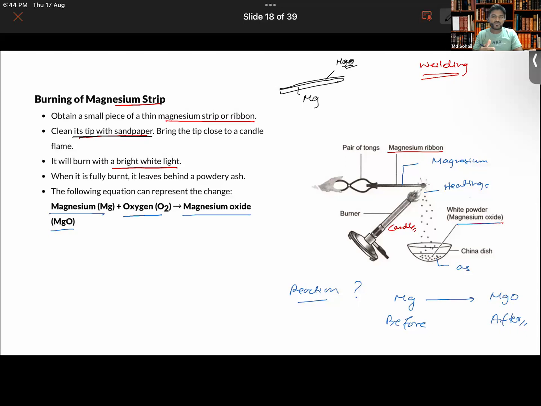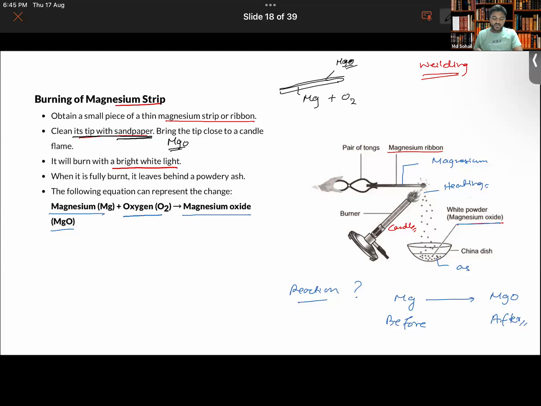Because if you were to leave it in the open for a long period of time, it will start to slowly react with oxygen. The reaction will be there, but it will be too slow. So that's why you need to clean it with a sandpaper, so that if there is any layer of magnesium oxide over it, it will be removed. Getting it? Is that clear?